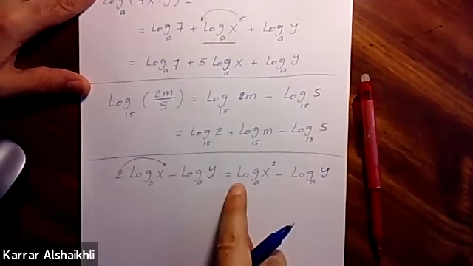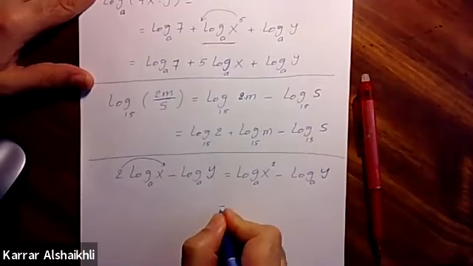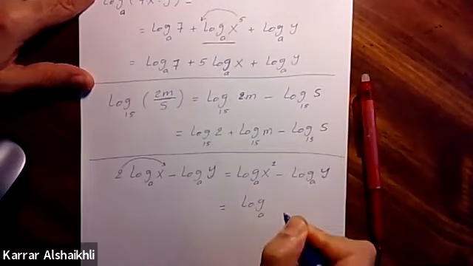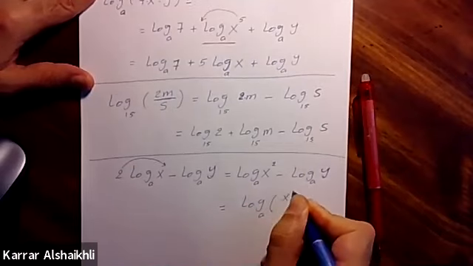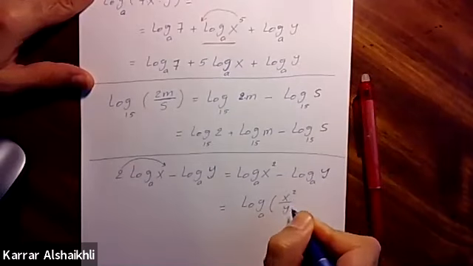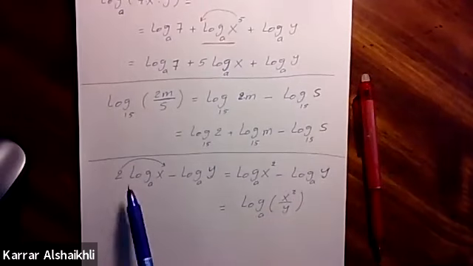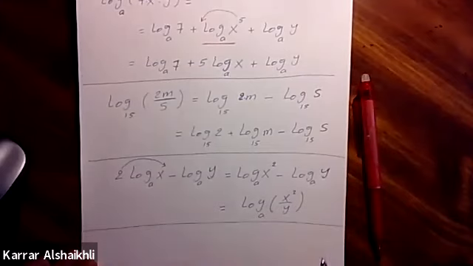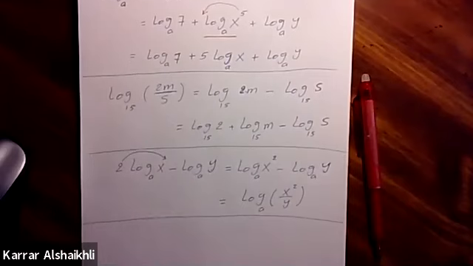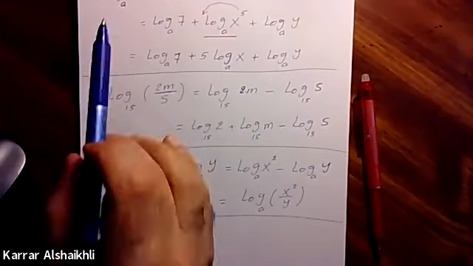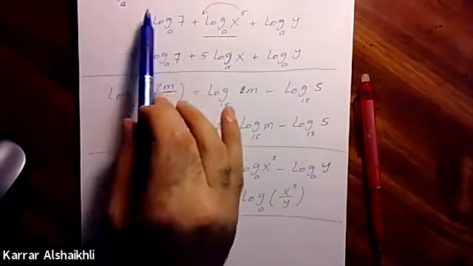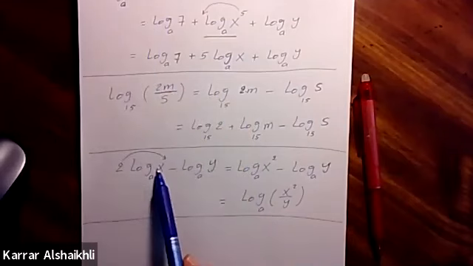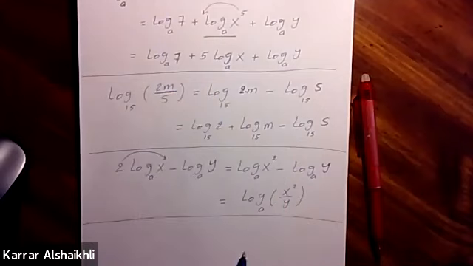Now, if I have minus between 2 logs, the minus is going to be division. So it's going to be log to the base a of x squared over y. So I convert this one to a single log. That's it for this example. So there are 2 cases: they ask you to simplify, like the earlier example, or they give you the last step and you have to write down a single log.